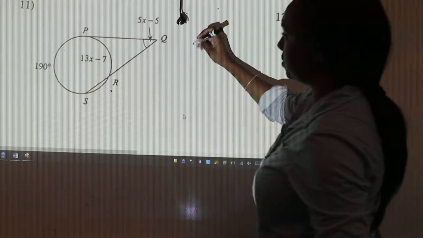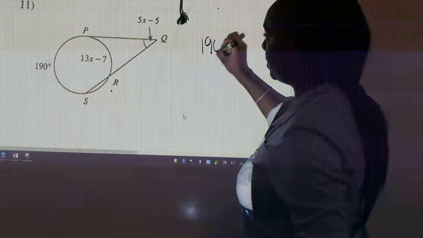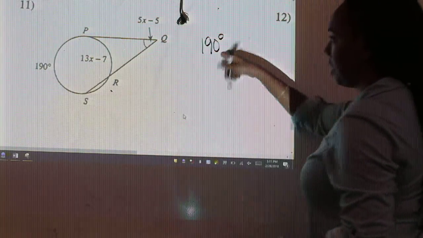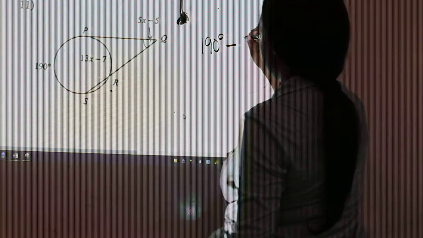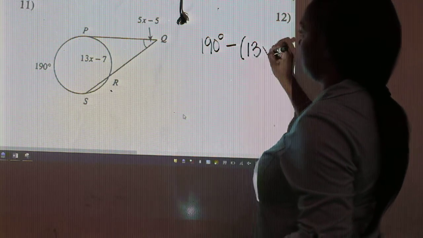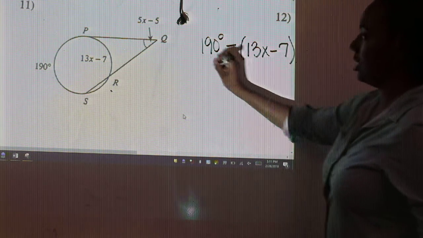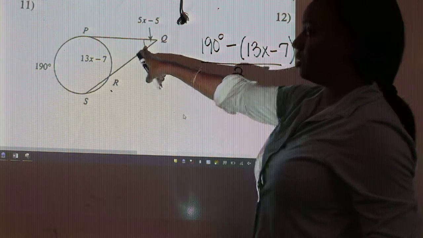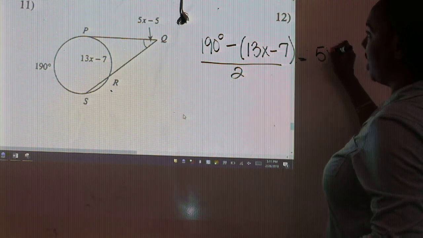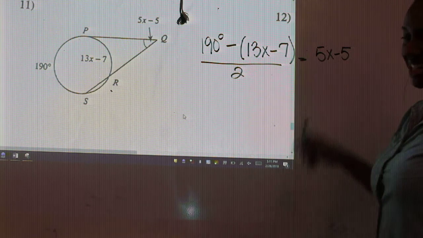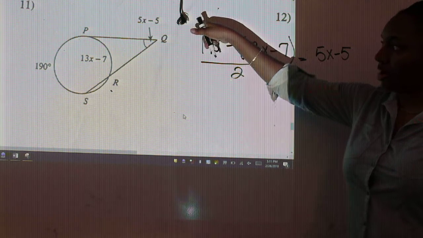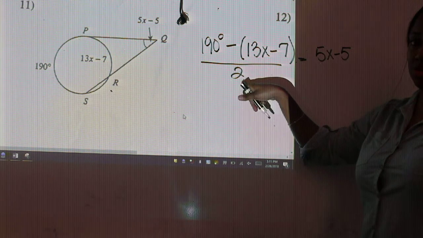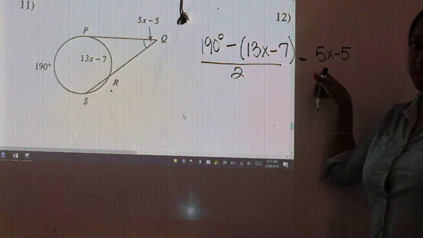So what we're going to do is the far arc, which is 190 degrees, from P to S, that arc minus the inner arc, let's put it in parentheses, 13x minus 7, divided by 2 equals the angle that's outside, which is the Q. That equals 5x minus 5. That's the setup. Major arc, outer one, minus the inner arc, divided by 2 equals the angle outside.